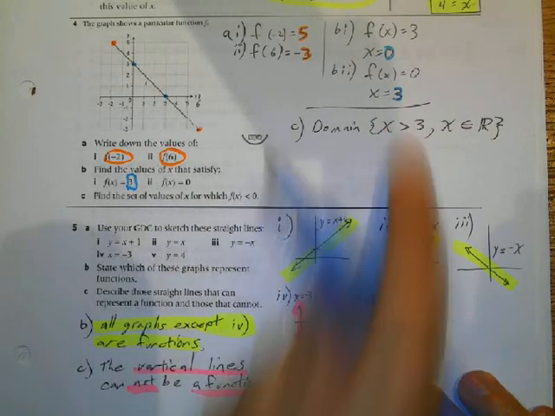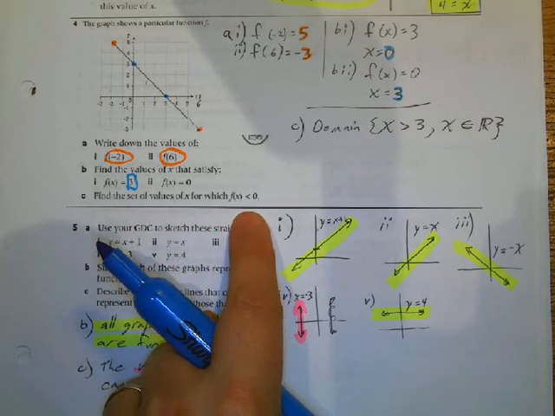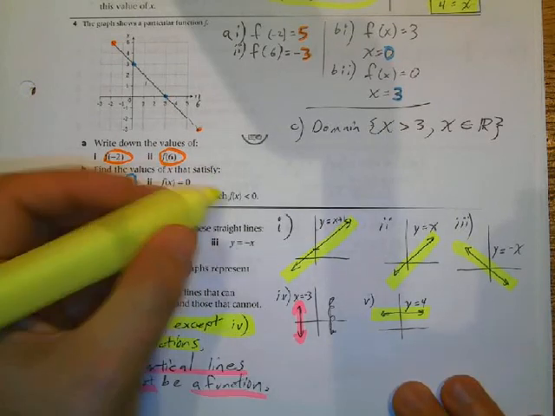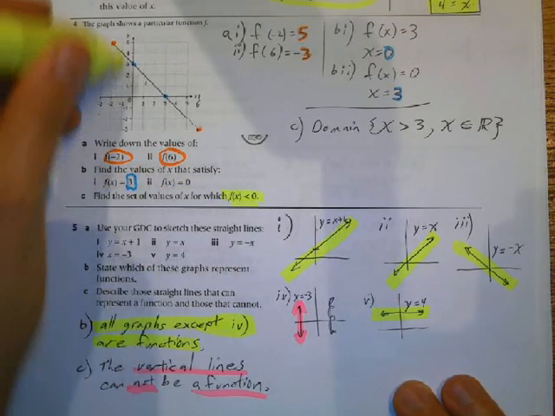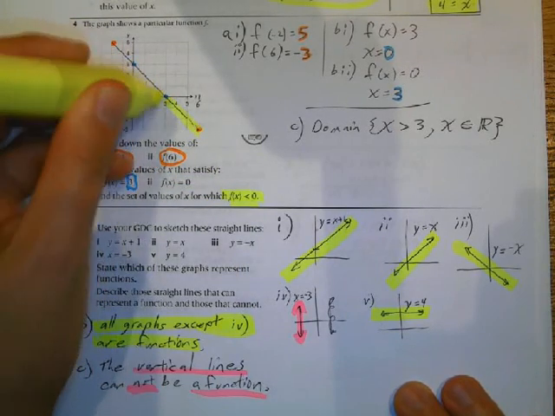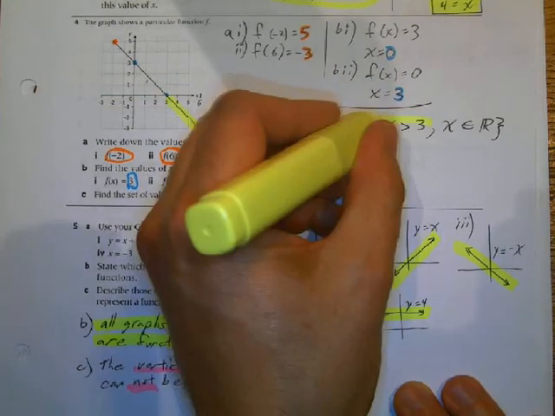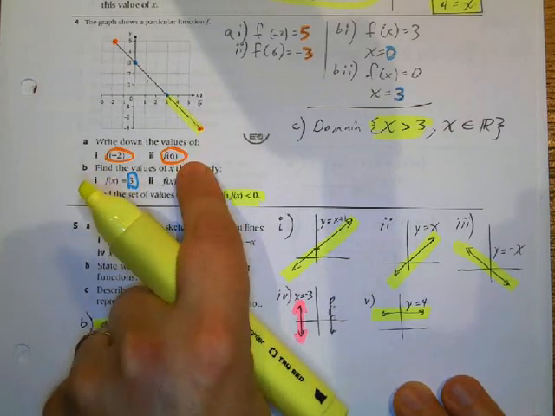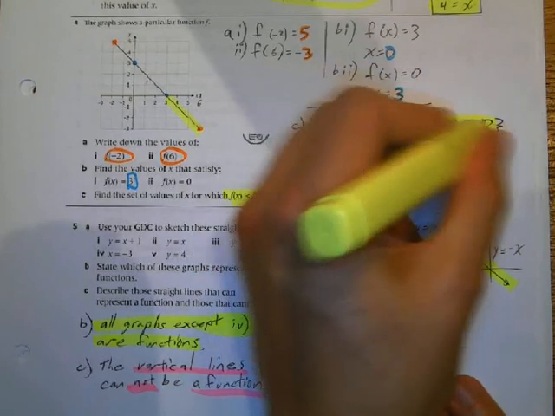Okay. Find the set of x values for which f of x is less than 0. So this is saying y values have to be less than 0. So when are the y values less than 0? When the x values are greater than 3. You might want to replay this and think about this one for a minute. And basically, x has to be an element of all real numbers.